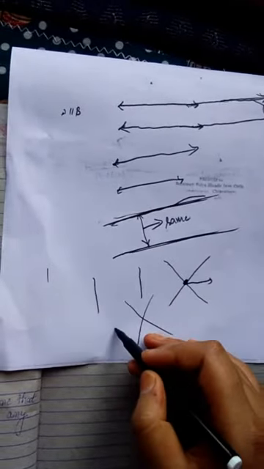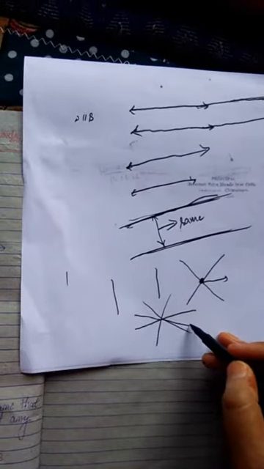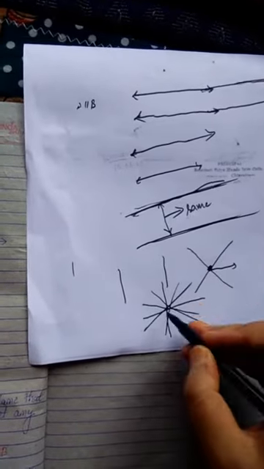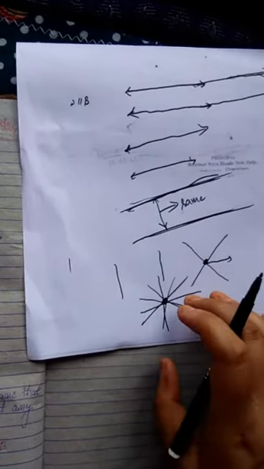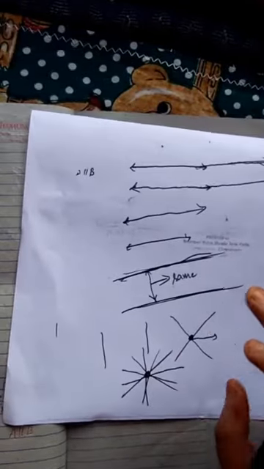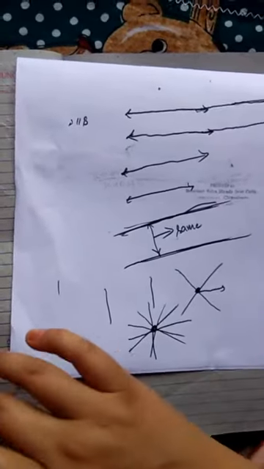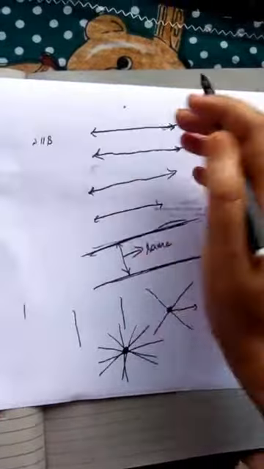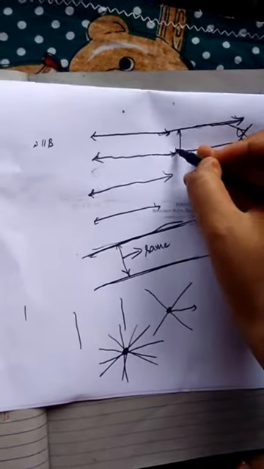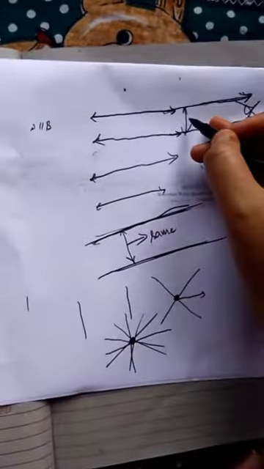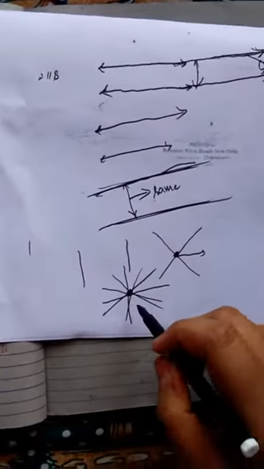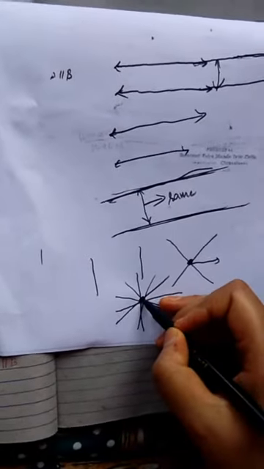The lines here may be more than two, suppose this and this, and this point is called the intersecting point. Then we should revise: parallel lines never meet each other and the distance between them is always the same, and intersecting lines meet at a point.